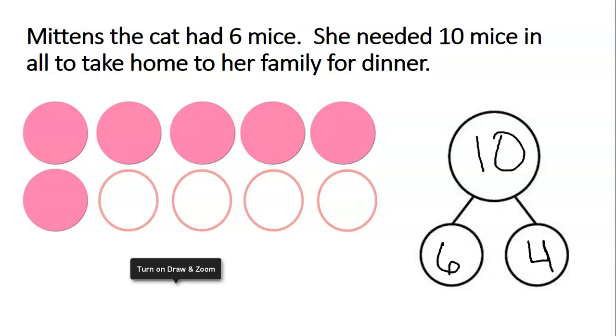So we should be pros at these number sentences by now. We had 6 plus 4 more equals 10.